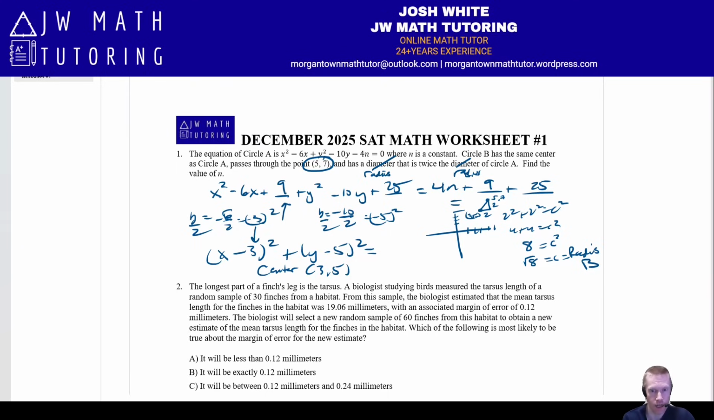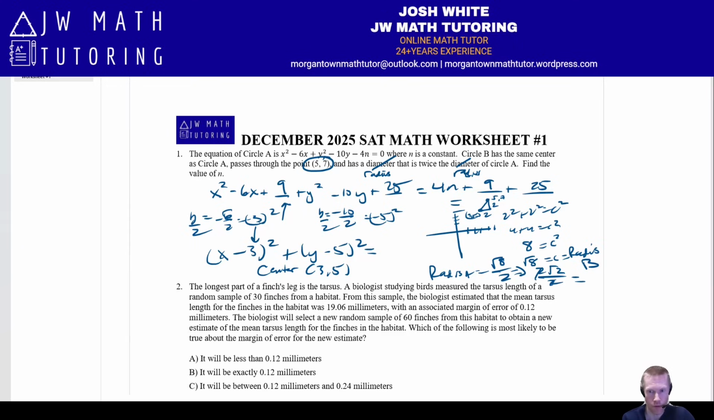Notice, that is twice the radius of circle A. That means the radius of A will be half that value. It will be square root of 8 over 2. Now, you could simplify this. You could make this 2 root 2 over 2. And really, the radius of A just then simplifies to root 2.